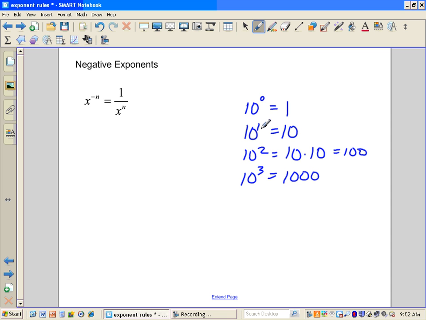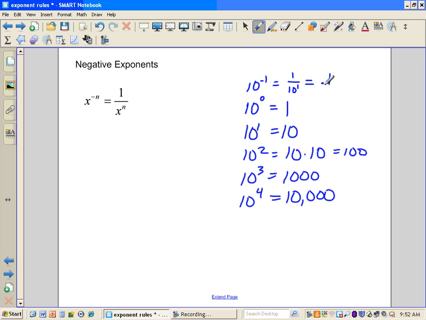Okay, so it looks like the exponent is the number of zeros in our answer. Can we anticipate that 10 to the 4th is 10,000? 4 zeros. So what happens then? We have 10 to the negative 1. Well, I can't have negative 1 zeros, but what this ends up being, if we use the rule here, this becomes 1 over 10 to the 1st, which is the same thing as 1/10, or 0.1.